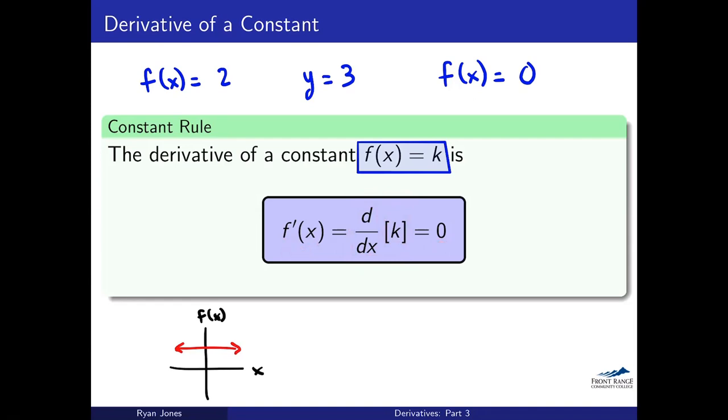If this notation with d dx of k is confusing, I'd say ignore that just for a second. On our next example, it'll be a little bit easier to look at, and I'll explain why we might want to use that notation. So we've got the derivative of a constant is just 0, and we can move on from there.